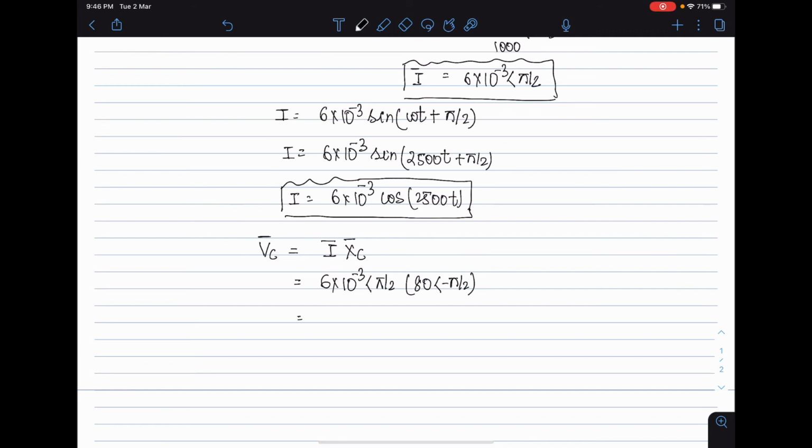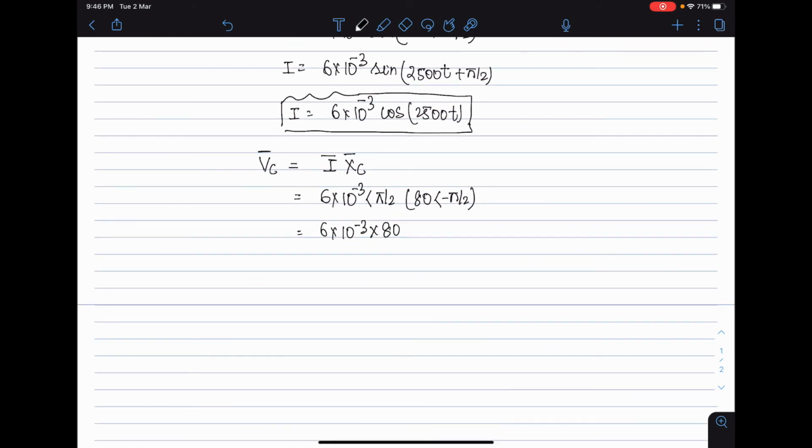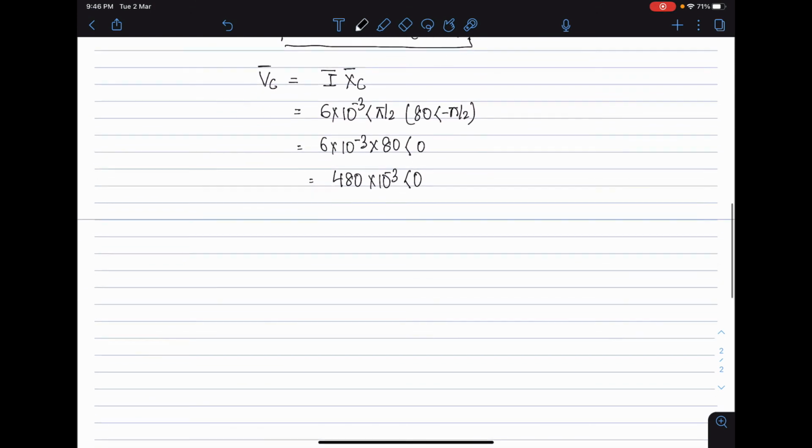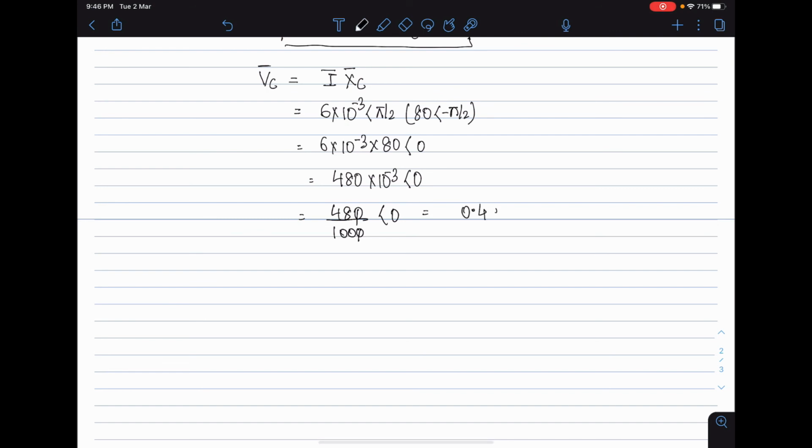So this becomes 6 into 10 to the power minus 3 into 80, and this angle pi by 2 plus angle minus pi by 2, this becomes angle 0. So this becomes 80 into 6, 480 into 10 to the power minus 3, angle 0. So this becomes equal to 480 divided by 1000, right? So this 0 0 cancel, angle 0, so this becomes 0.48 angle 0.